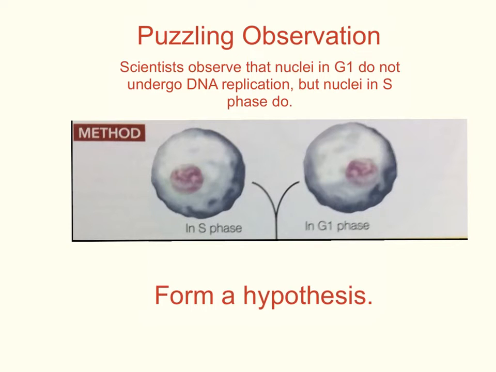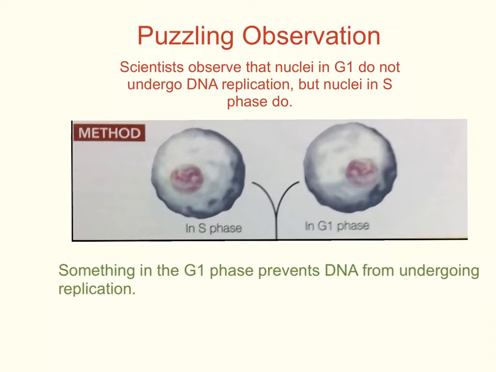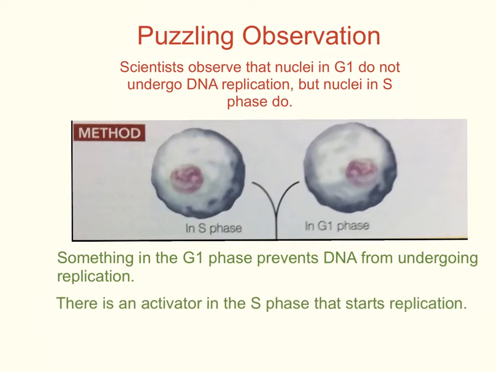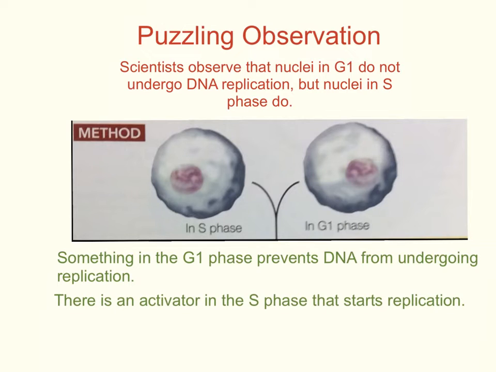Now that you've formed your hypothesis, I'm going to give you a couple examples of possible hypotheses that I came up with. So here's one. Something in the G1 phase is preventing DNA from undergoing replication. That could be a possibility. Here's another possible hypothesis. There is an activator in the S phase that starts replication. And the third that I came up with is transitioning to the S phase may be what causes replication. So like I said, there's not a wrong answer here.